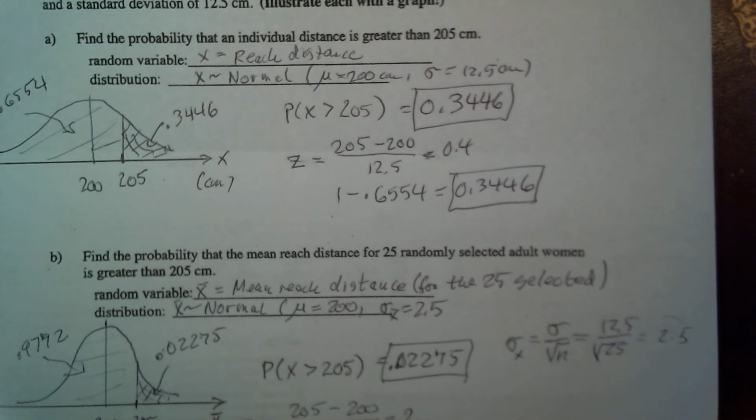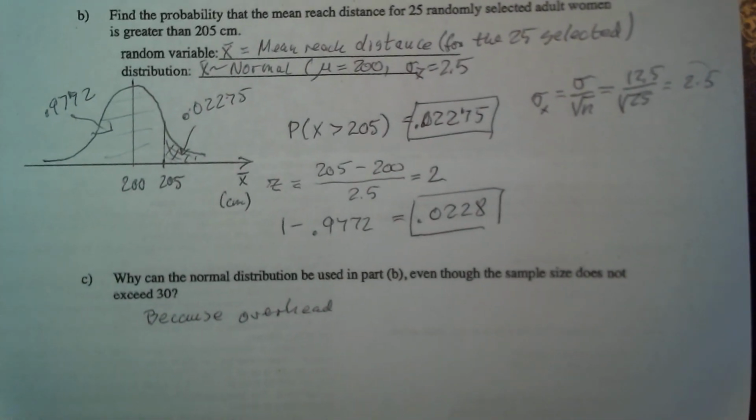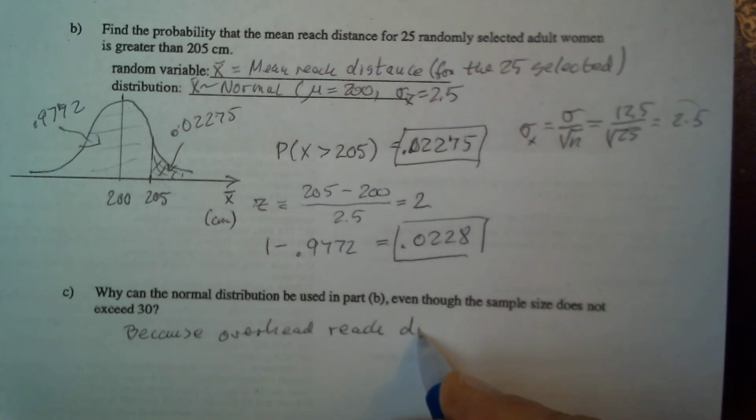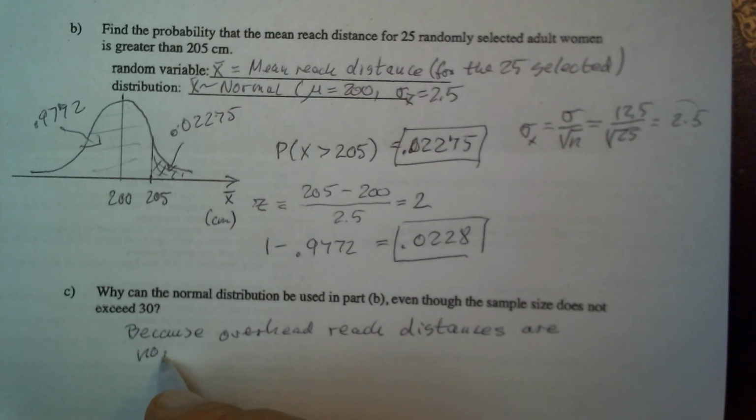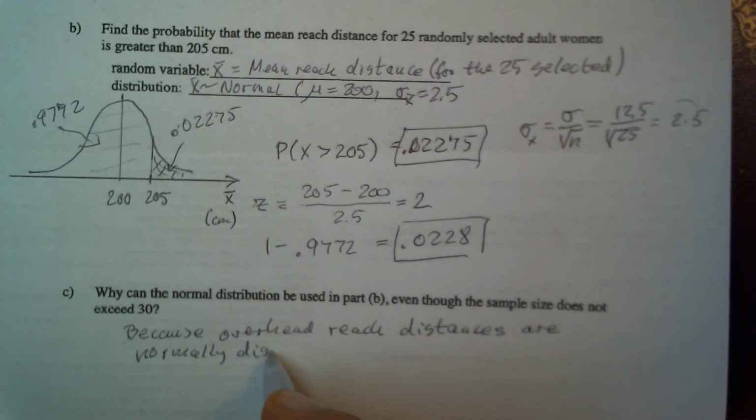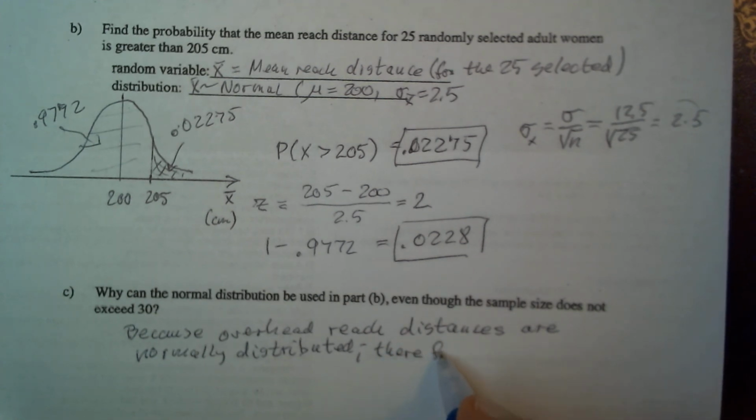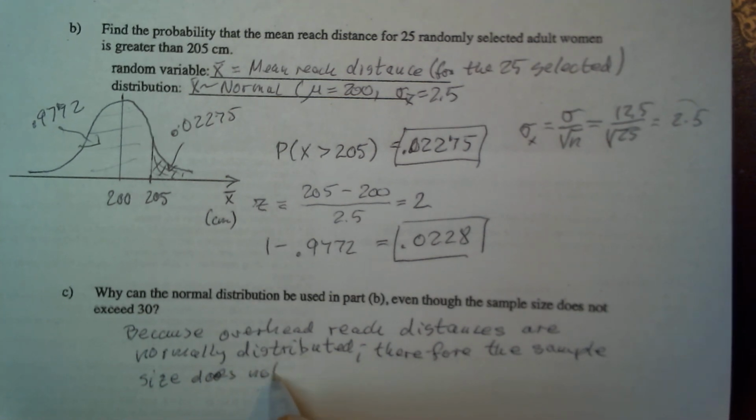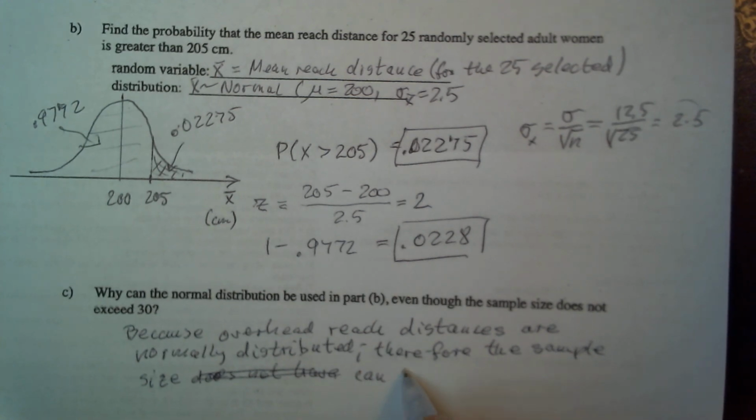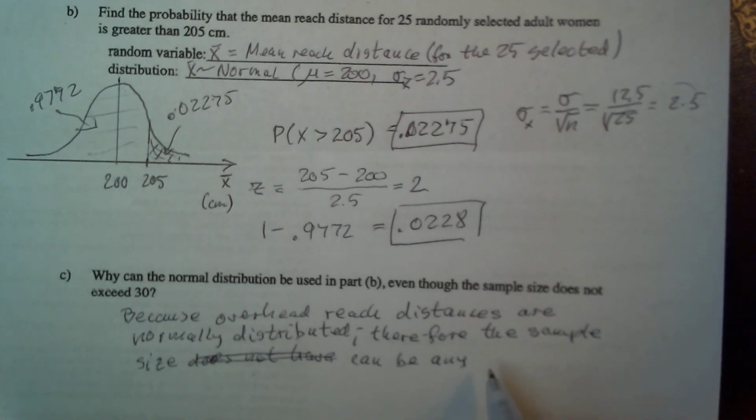Because overhead reach distances are normally distributed, therefore the sample size can be any size. So in this case, it was 25.